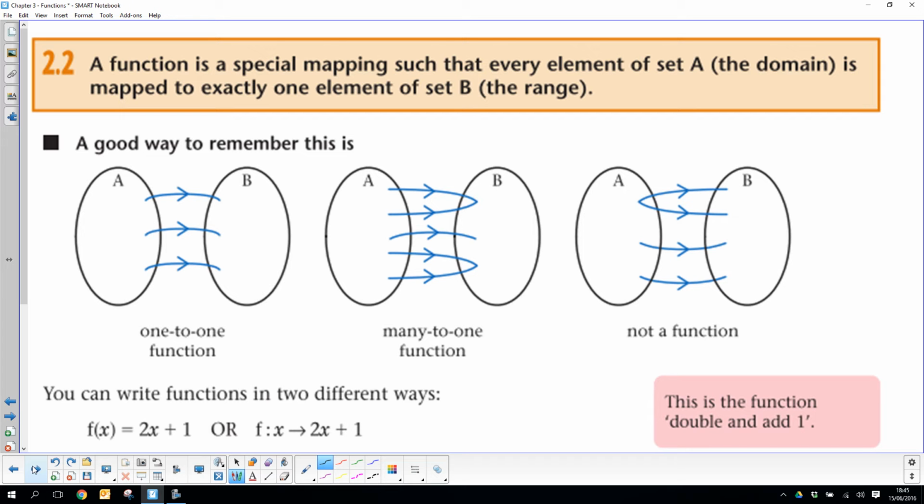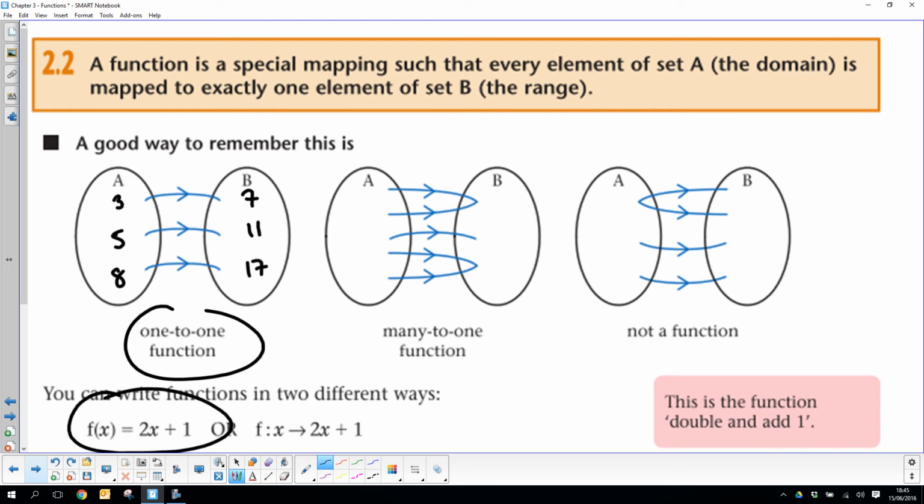So if we have a function like at the bottom of the page here, like 2x plus 1, if we take inputs, say 3, 5 and 8, we double them and add 1 to them, so that's 6 plus 1, so that's 7, 10 plus 1, so that's 11, 16 plus 1, so that's 17. Now, what we have here is a one-to-one function where we're taking a value and it maps onto one of the members of the range.